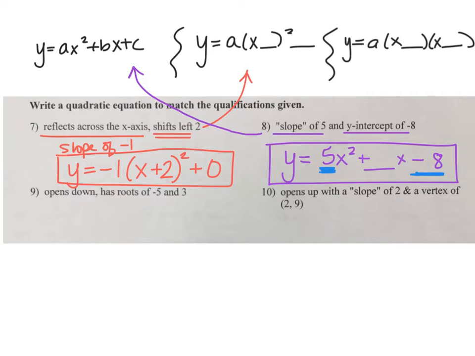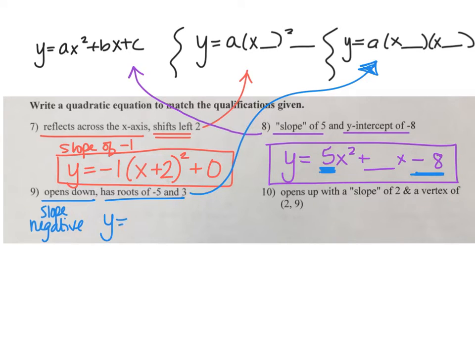All right, question 9 opens down. Okay, that's the same as reflect, so that means I need some type of negative slope. And then this one gives me roots. Well, the format that tells me about roots is my factored form when we have 2 different parentheses. So if I want it to open down, I'm going to say y equals, you can put -1 here. Really, if you put any negative number in the front right here, then it will work as long as it's negative.